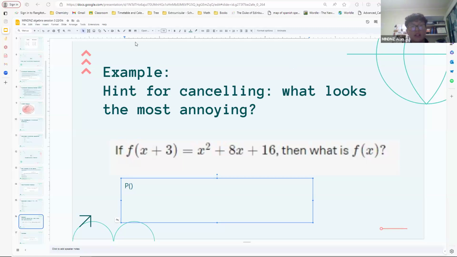To get rid of the plus 3, we just need to do a minus 3, right? So we just plug in x minus 3, and then we have f of x minus 3 plus 3 equals x minus 3 squared plus 8 times x minus 3 plus 16. And we are done.